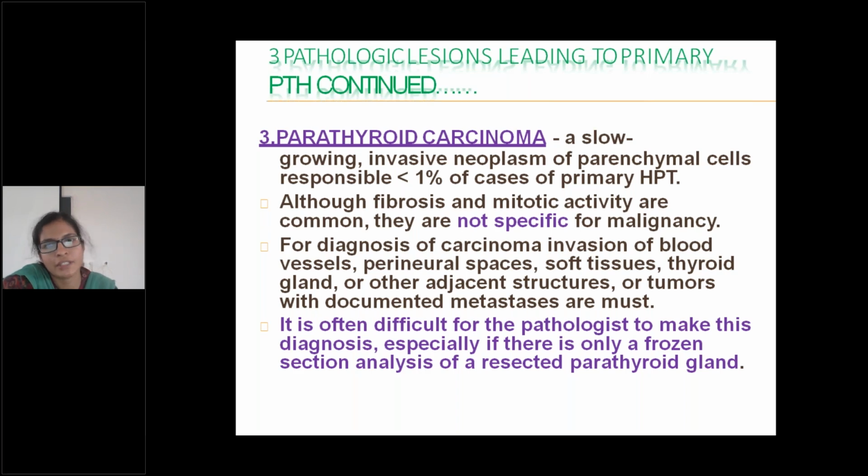Carcinoma and adenoma differentiation is by invasion of blood vessels, perineural space, soft tissue, thyroid gland, and other adjacent structures and tumors. It is often difficult for pathologists to make the diagnosis. Usually we go for frozen section. Frozen section means on the table. We send for biopsy to the pathologist. That is frozen section biopsy, and we confirm from the pathologist that it is carcinoma. Then we do radical surgery.